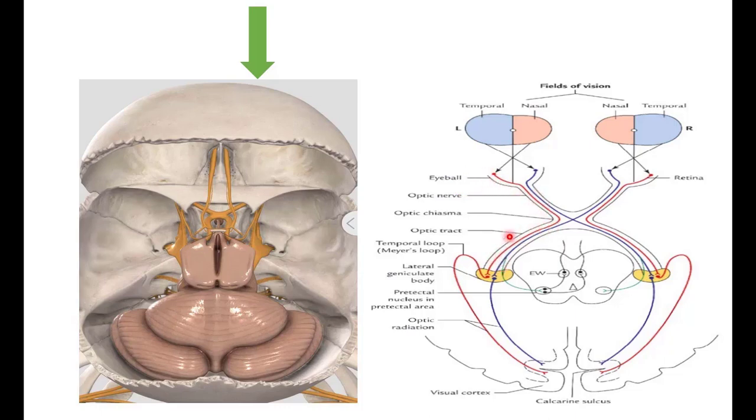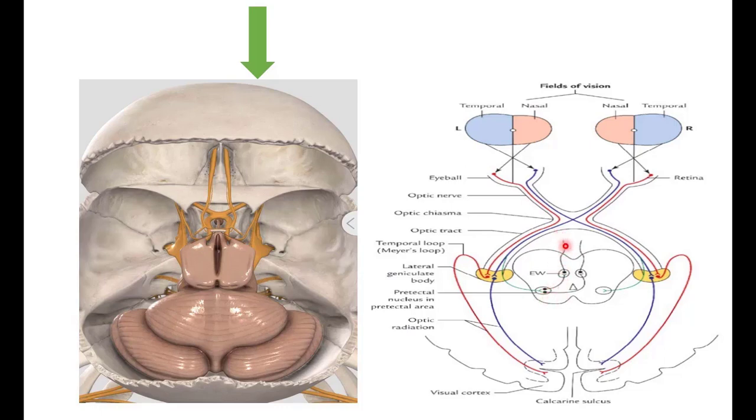And after the optic tract, we will have the lateral geniculate body. After the lateral geniculate body, we will have Meyer's loop or optic radiation. The fibers of the optic radiation terminate around the calcarine sulcus of the occipital lobe. Some of these fibers from the lateral geniculate body, just here, reach the pretectal nuclei and form a part of the pathway for the light reflex.